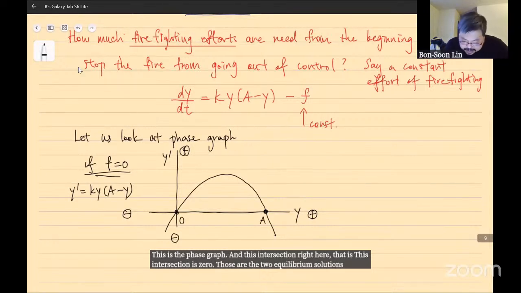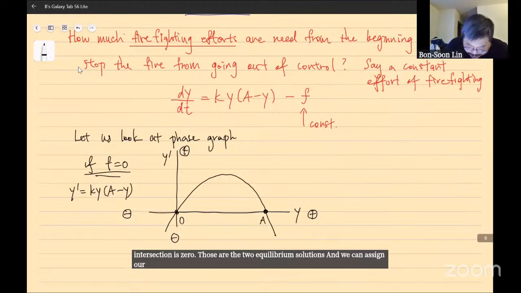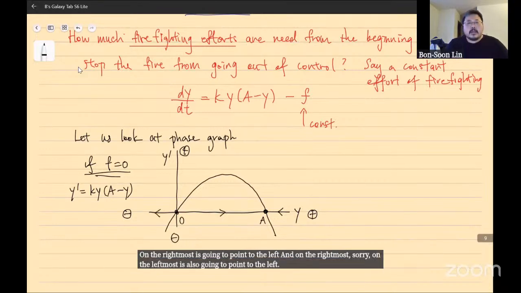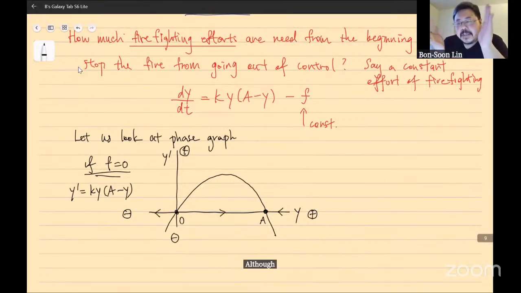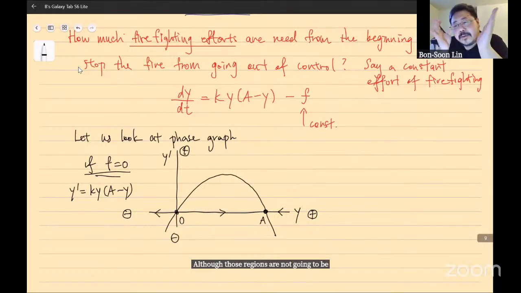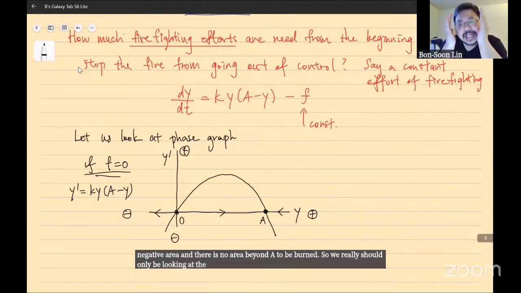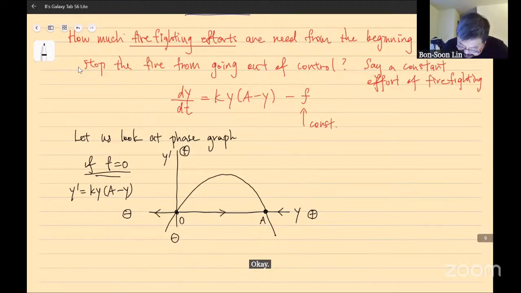And we can assign our arrows on the phase line. The arrow in the middle is going to point to the right. On the rightmost, it's going to point to the left. And on the leftmost, it is also going to point to the left. Although those regions are not feasible to us because there is no negative area and there is no area beyond a to be burned. So we really should only be looking at the region from 0 to a anyway. Now, a is about 30,000.